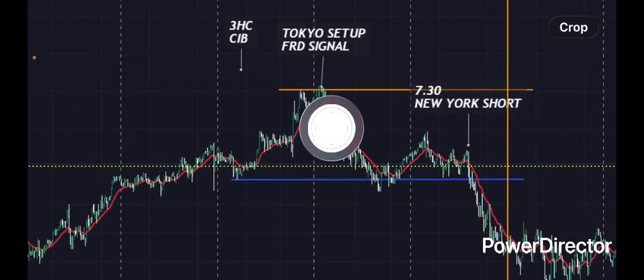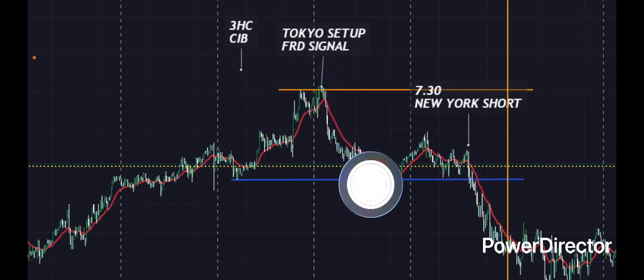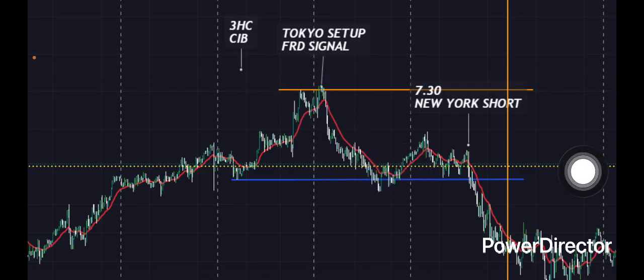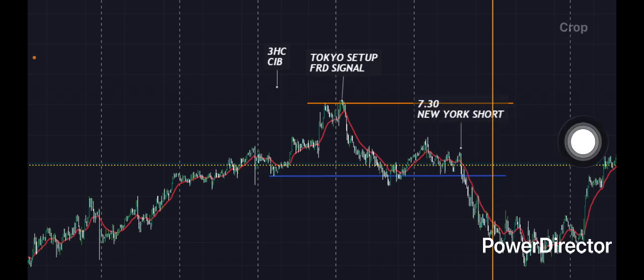And then the very next day, Tokyo breaks out of that previous day's high, trades lower, and closes lower. There's our first red day, signal day, after 3 higher closes, a close in breakout at the high of the month. And then the very next day, 7:30, we have a very nice shorting opportunity on this market in line with that first red day signal day.